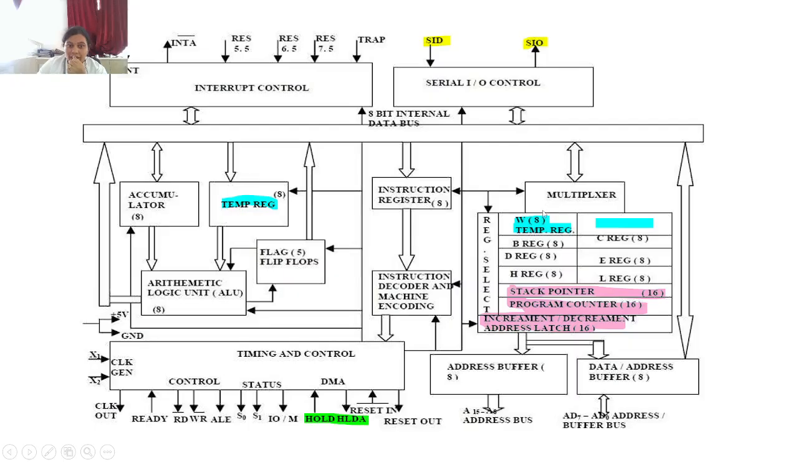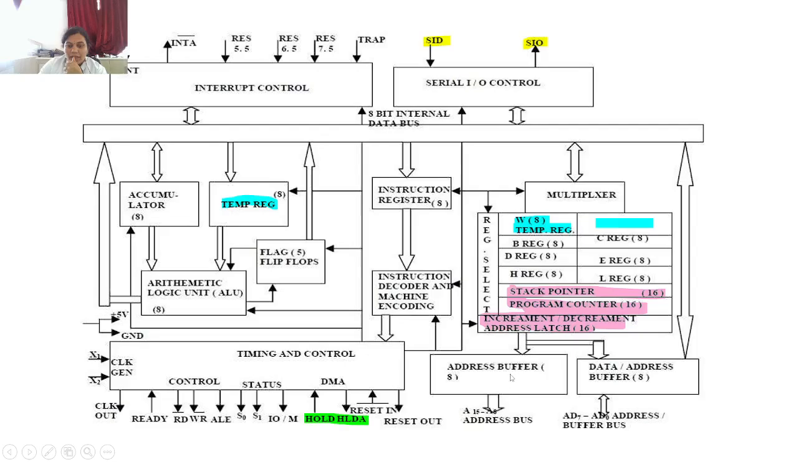Otherwise, the 8085 processor can act with 16-bit registers. If we combine the B and C registers, it is a 16-bit register pair, similarly the DE register pair is 16-bit, and the HL pair is a 16-bit register. And then the stack pointer is 16-bit, and the program counter is 16-bit.